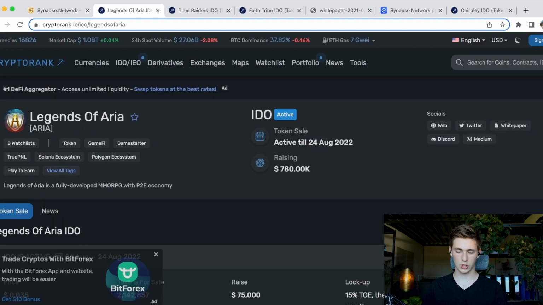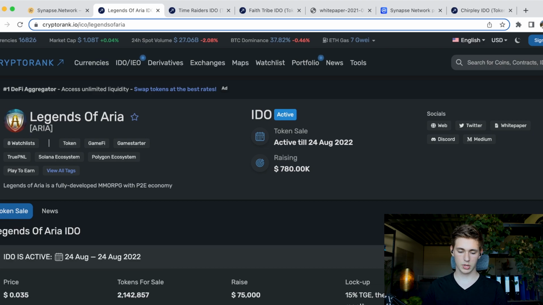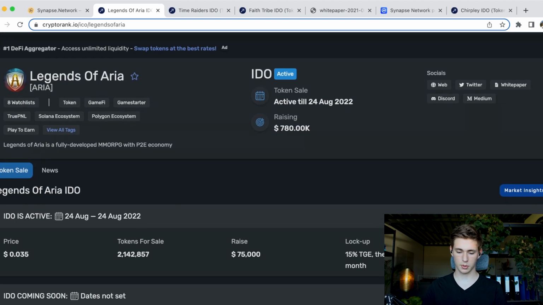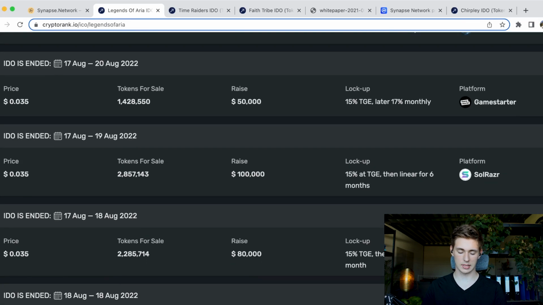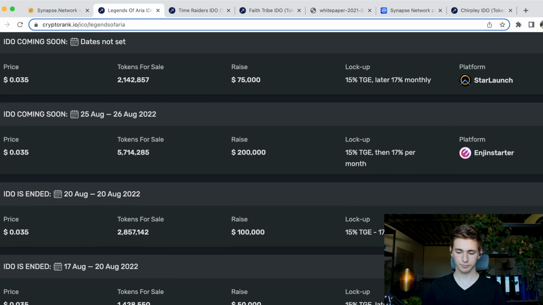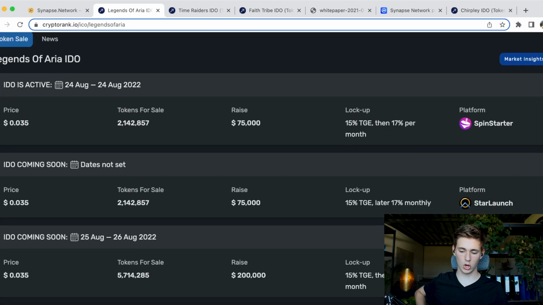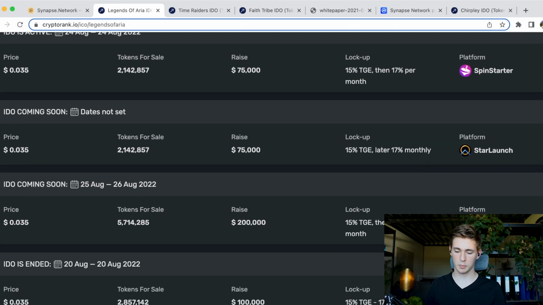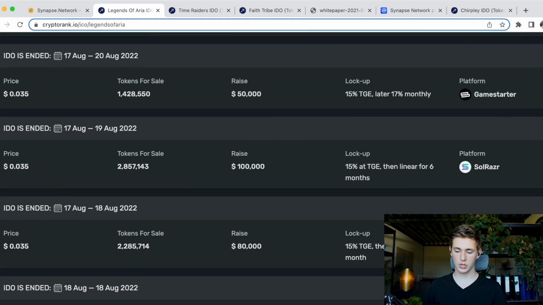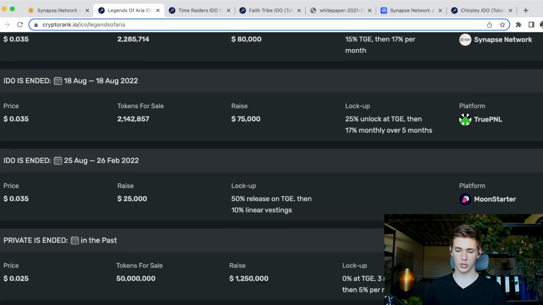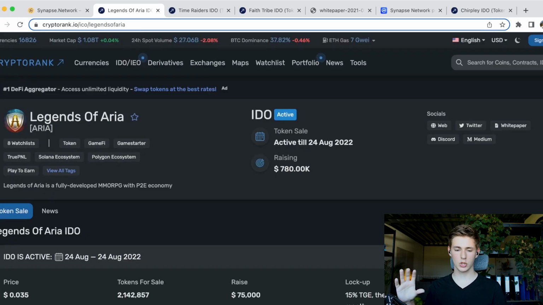Starting off with Legends of Aria. This project launched on the 21st of August, so we don't really have any information on it as yet. The sell price is at 0.35, and it is being launched on a lot of other big launchpads, such as Engine Starter, Star Launch, Spin Starter, Communitas, Game Starter, Soul Raiser, True PNL and Moon Starter. So basically all big launchpads that you know are hosting this project.